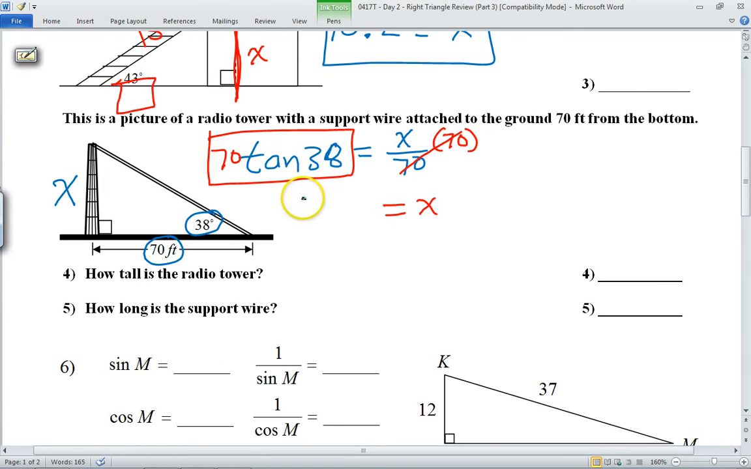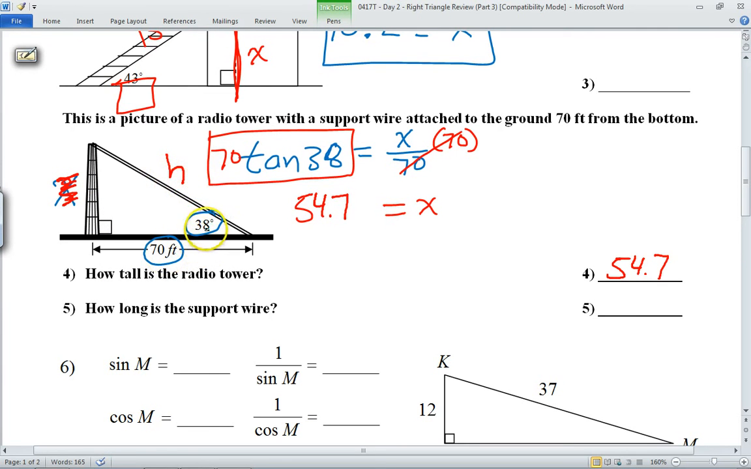Okay, so 54.7. How long is the support wire? I'm going to go ahead and call that h, because that is the hypotenuse. So forget about the x for a second. The support wire there is h.